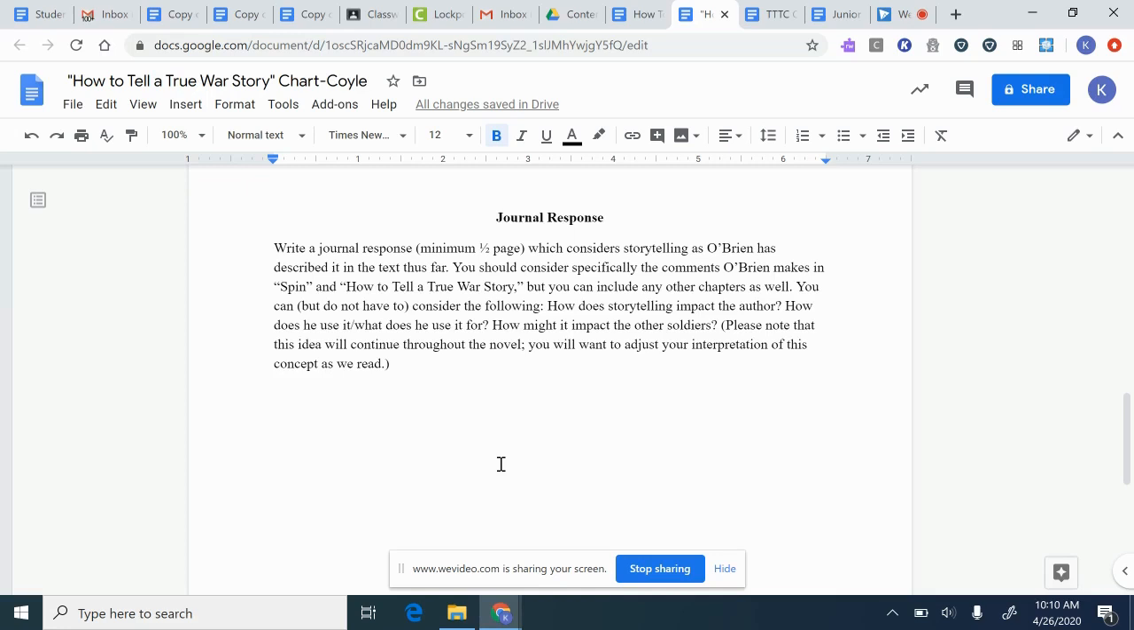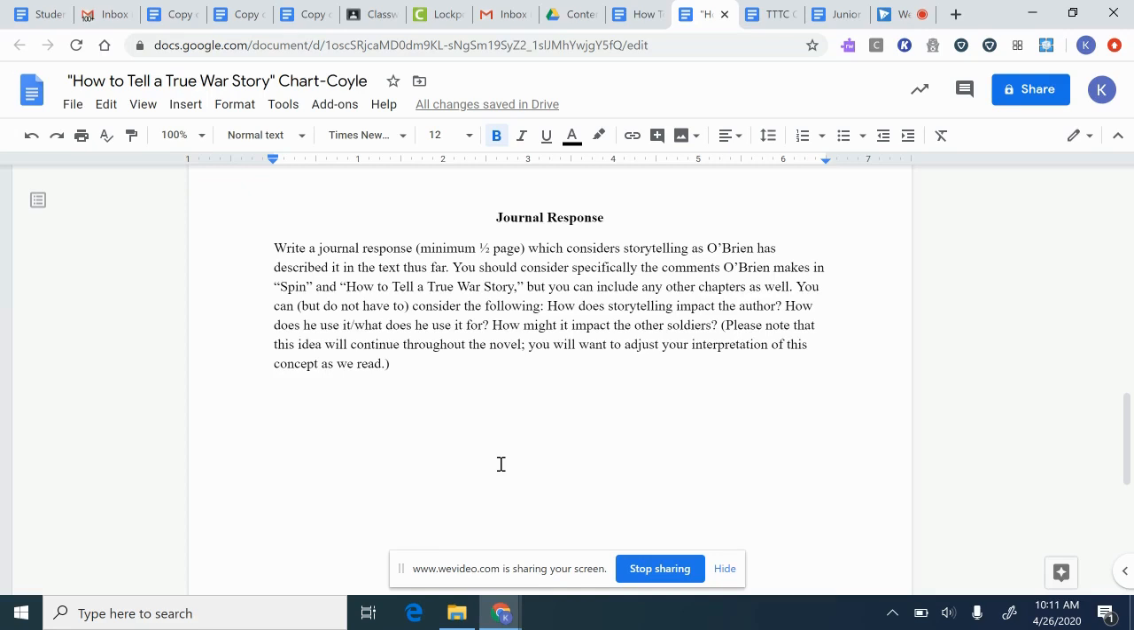Okay, so give me a journal response, which considers storytelling as O'Brien has described it in the text. Consider the comments he makes in Spin and How to Tell a True War Story. So go back to that chapter on Spin. You can look at other chapters too. And some things to consider are how does storytelling impact the author? How does he use it? What does he use it for? How might it impact the other soldiers?